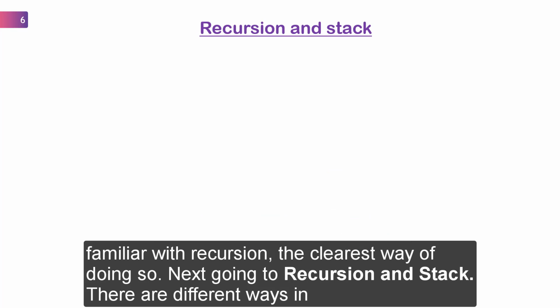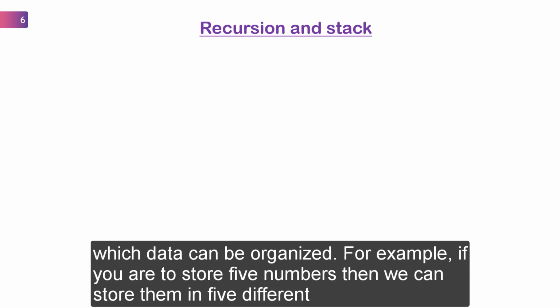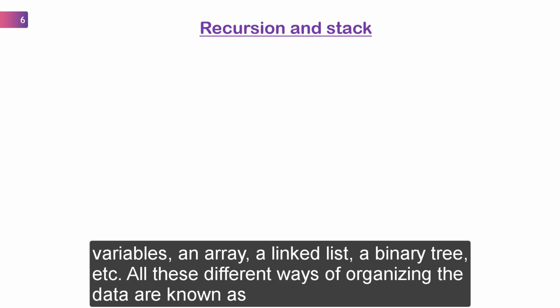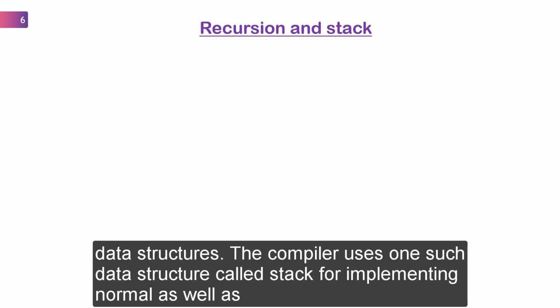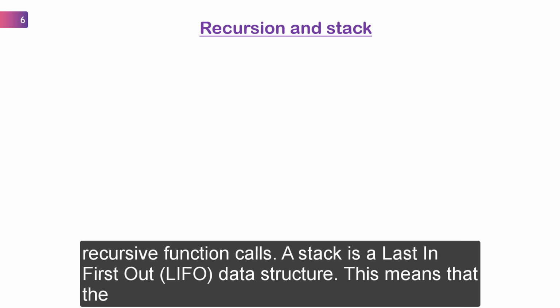Next, going to recursion in stack. There are different ways in which data can be organized. For example, if you are to store 5 numbers, then we can store them in 5 different variables, an array, a linked list, or a binary tree. All these different ways of organizing the data are known as data structures. The compiler uses one such data structure called stack for implementing normal as well as recursive function calls.